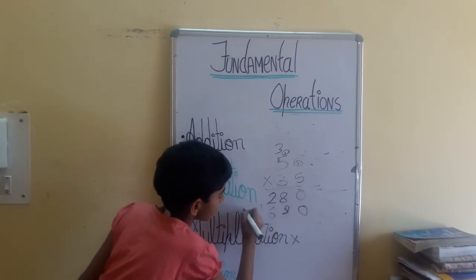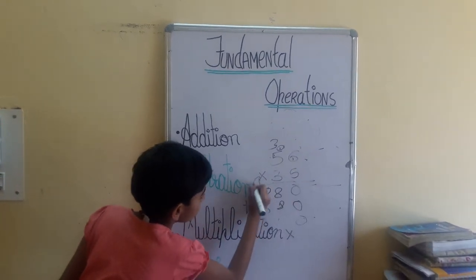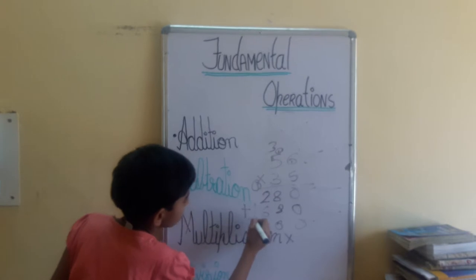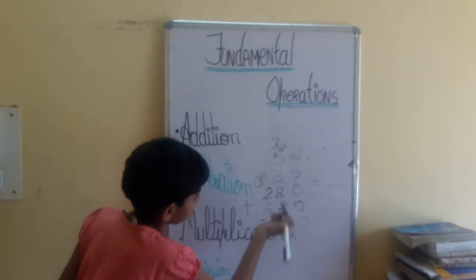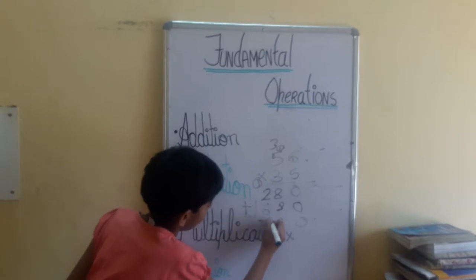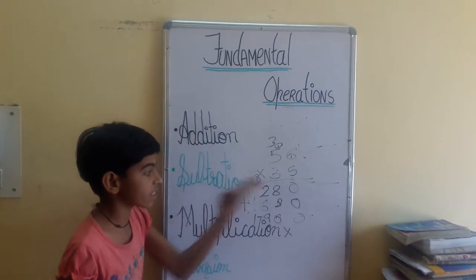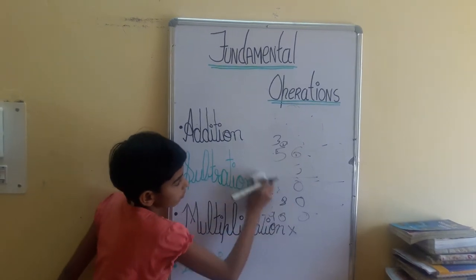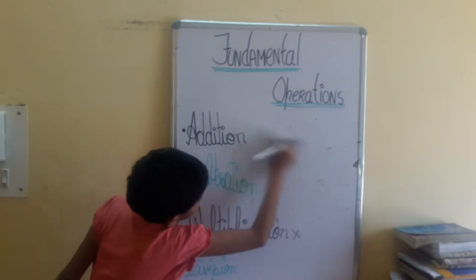So we add them both, 8 plus 8 is 16, and 6 plus 3 is 9 and 1. So the answer is 1900 balloons that will be contained in the boxes.